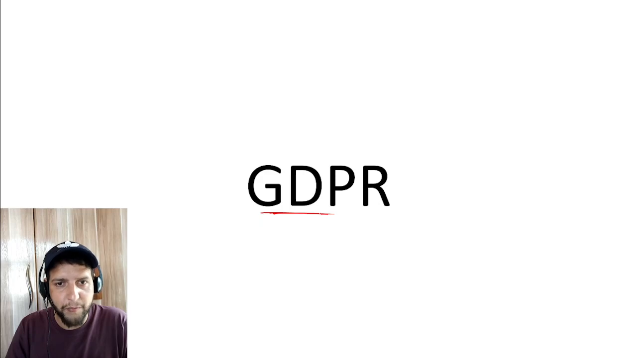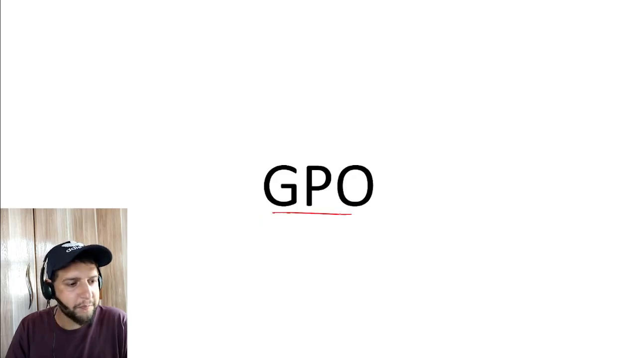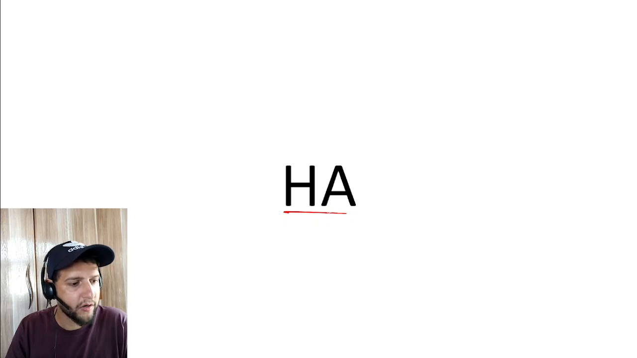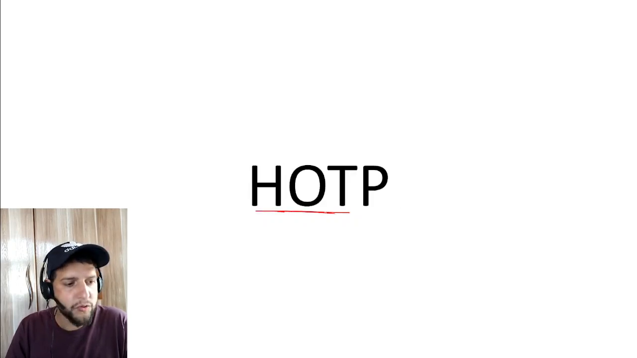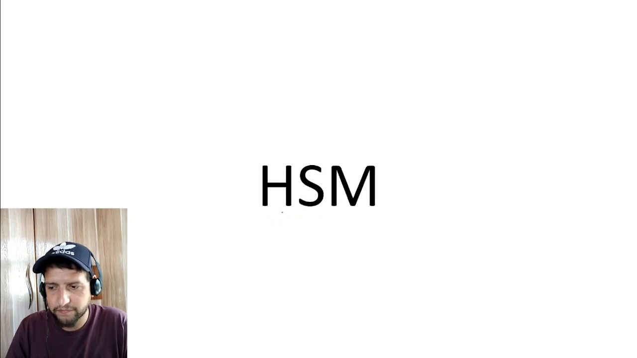GPO is your group policy object. HA is your high availability. HMAC is your hash based message authentication code. HOTP is your HMAC based one time password.